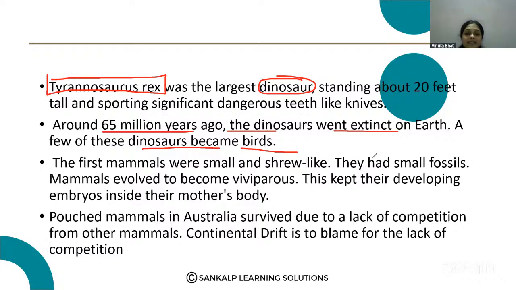Pouched mammals in Australia survived due to a lack of competition from the other mammals. So in Australia, you can observe some different types of mammals, called pouched mammals, like the kangaroo. Continental drift is blamed for the lack of competition.